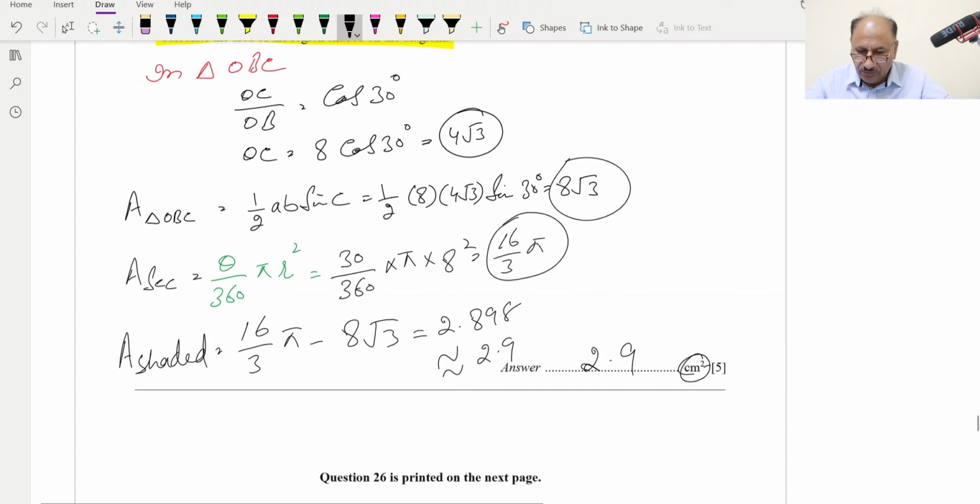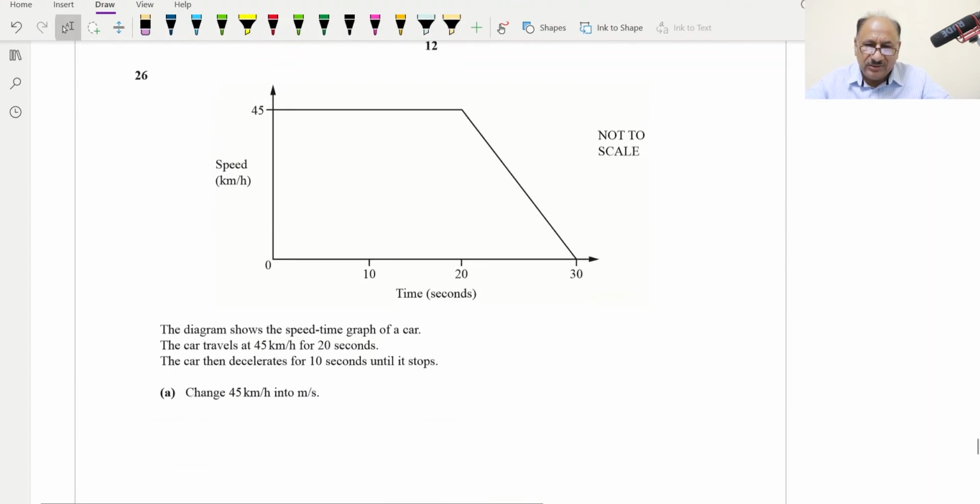Unit is already mentioned. Question number 26. Diagram is not to scale. Speed time graph is provided. The diagram shows the speed time graph of a car. The car travels 45 kilometer per hour for 20 seconds. The car can decelerate for 10 seconds until it stops.